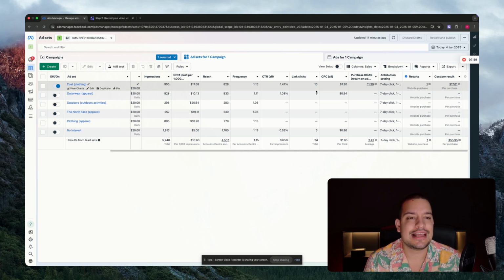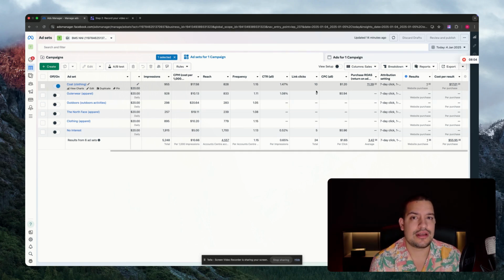I could simply just let it run, because that's the thing. Probably the interest that you have is not scalable. So you have one single ad set that optimized properly to a little pool of audience.